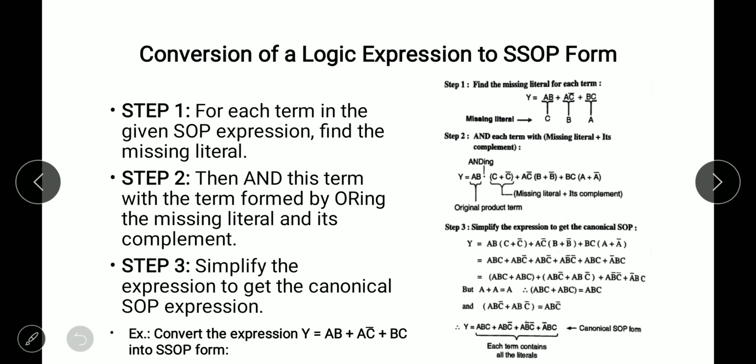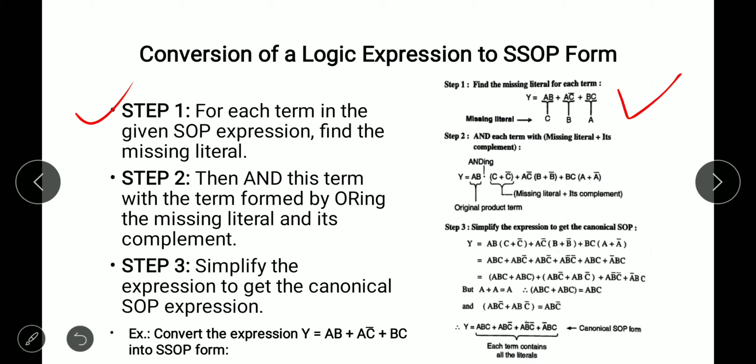Okay, so how can we convert any logic expression to the standard SOP form? The steps are here. Step 1: for each term in the given SOP expression, find the missing literal. Missing literal means missing variable, we have to find it. The steps are shown here with an example.